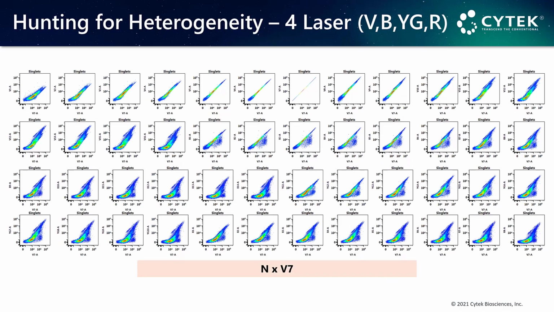Now we move to a 4-laser configuration where we do not have an ultraviolet laser. Here we rely on the violet laser to show us the greatest heterogeneity within this sample. And in this mouse liver prep, we see some population separation, but we also observe many more plots that have an arc of population distribution, which really does not allow us to cleanly delineate different populations.